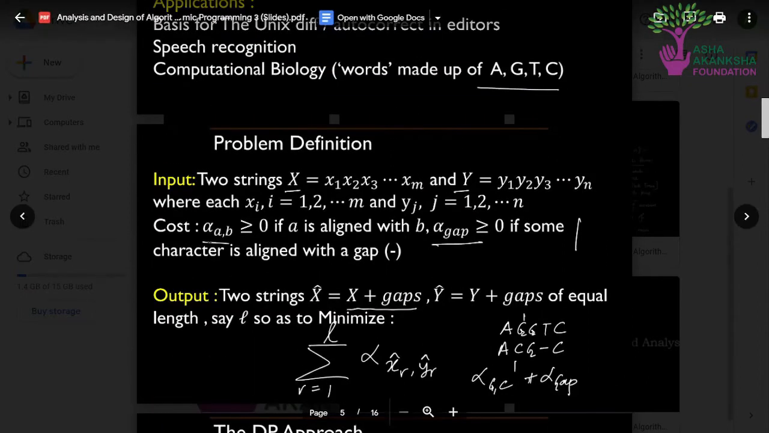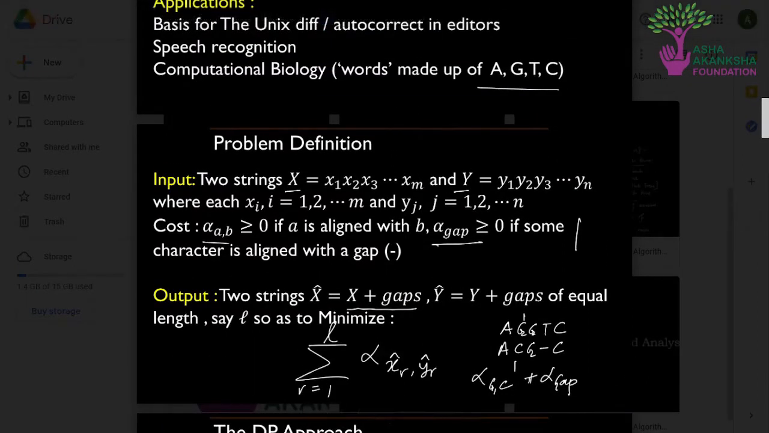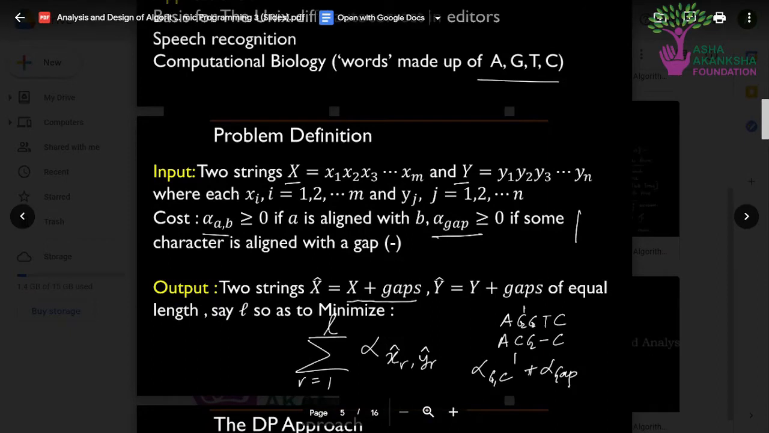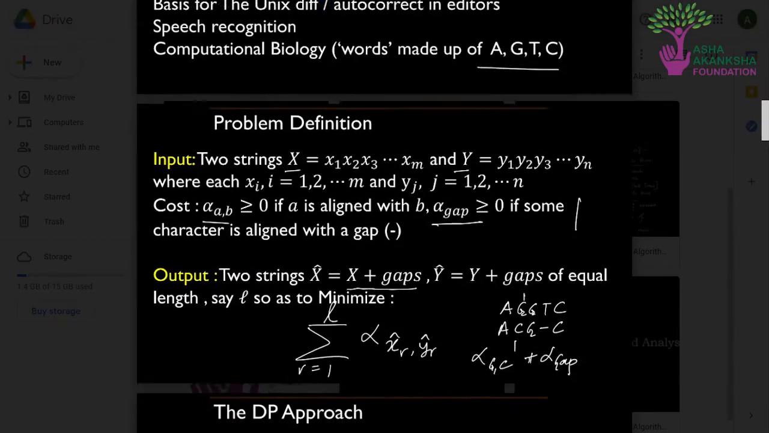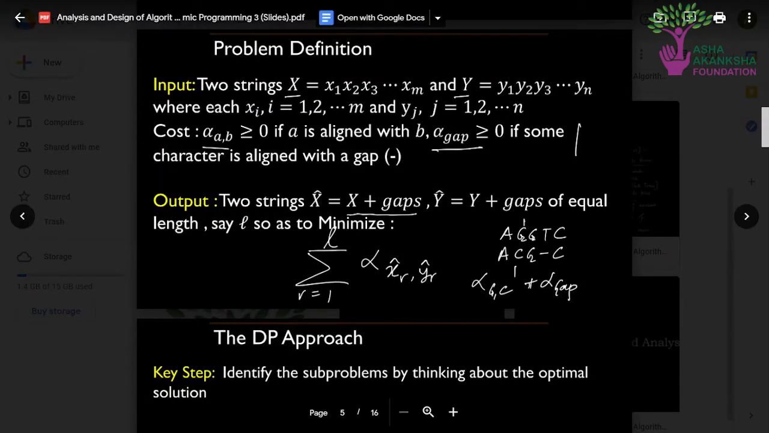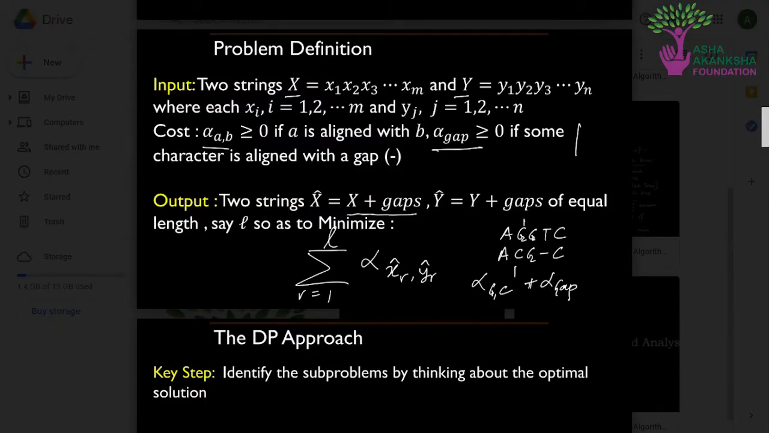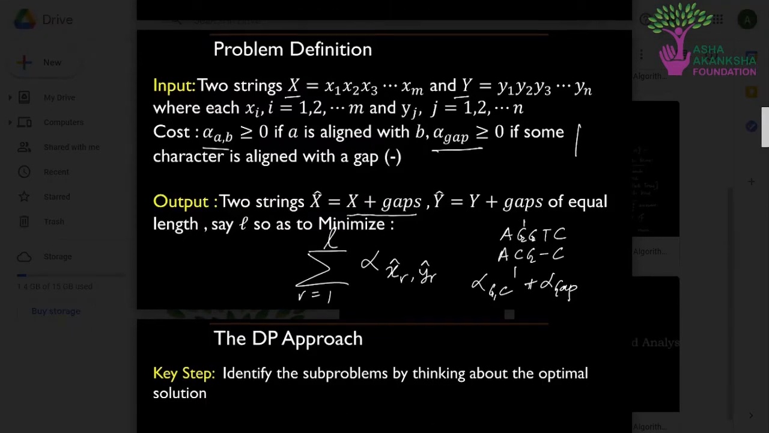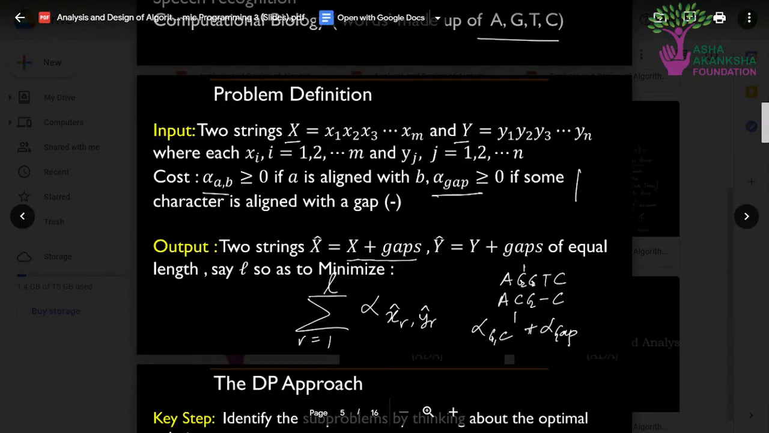Now let's define two things, that is alpha A comma B. First of all, this is a constant which is greater than or equal to 0, and this is the cost when A is aligned with B. And this is alpha gap, which is greater than or equal to 0, which is the cost when a character is aligned with a gap.